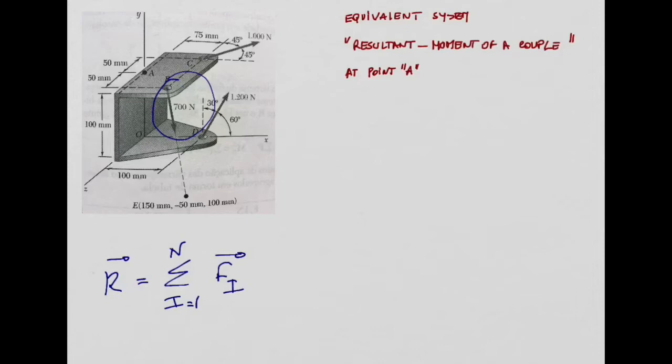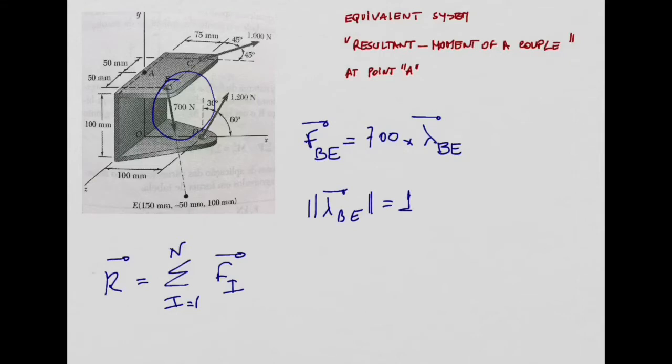So this 700 newtons, the only thing that it gives me is the intensity or the norm. So I can say, for example, I can call this force vector FBE, and I can say that this vector is going to be the product of its norm or intensity, which in this case is 700 newtons, times a unit vector. I'm going to call it lambda BE. So the norm of this lambda BE needs to be equal to 1. It needs to be a unit vector.